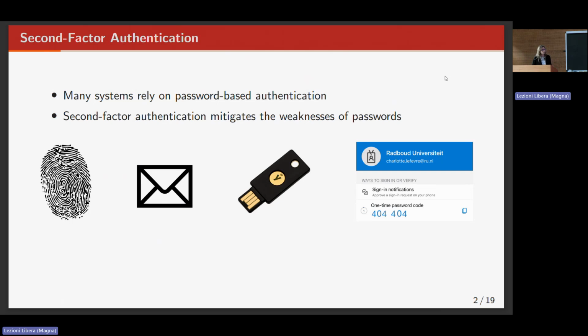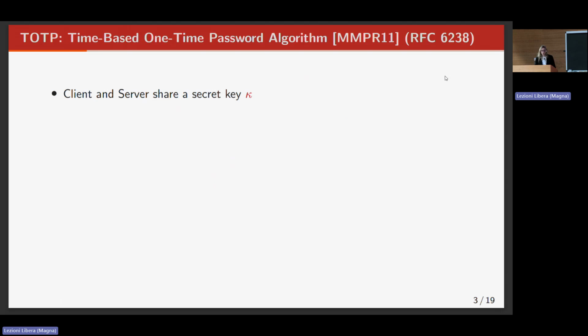So the second factor can take several forms. It can be biometrics. It can be a one-time password that is sent by mail, by SMS. It could be a hardware token, or also an application on your phone, like Microsoft Authenticator, that allows to generate these one-time codes. And some of them are based on time-based one-time passwords. So for example, this is the case of Microsoft Authenticator, where you have these 6-digit numbers, which allow you to generate one-time passwords. And under the hood, we have TOTP, which stands for time-based one-time password algorithm, and it was specified as an RFC.